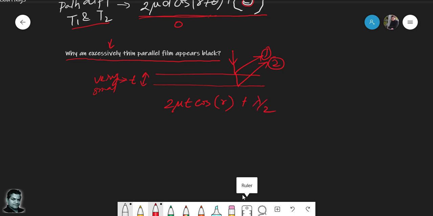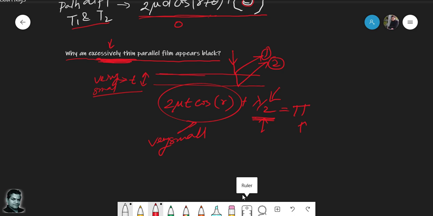So for an excessively thin parallel film, T is very small, so this quantity becomes very small. And then the path difference between ray 1 and 2 is only lambda by 2. Lambda by 2 means a phase difference of pi. So you know, when two rays having a path difference of lambda by 2 or a phase difference of pi interfere, they produce a dark fringe.